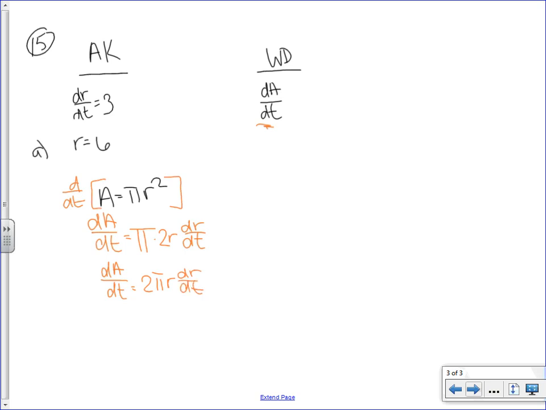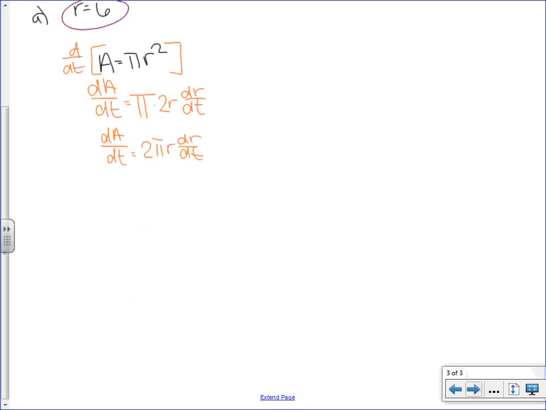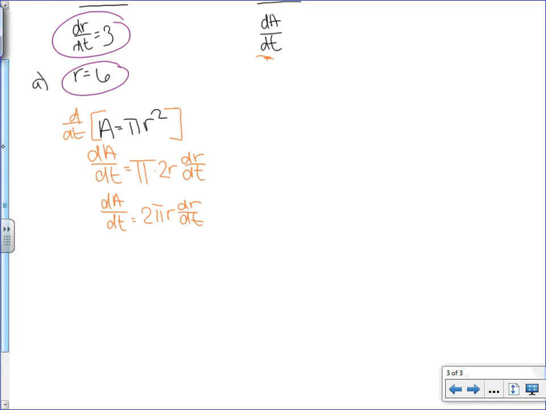And now I can just plug in what I know. I know that dr/dt is 3, and I know that for part A, r is equal to 6. So I want dA/dt. 2 is just 2, pi is just pi, r is 6, dr/dt is 3. If we do 2 times 6 times 3, that is going to give us 36 pi. And remember, area units are squared, so this would be centimeters squared per minute.